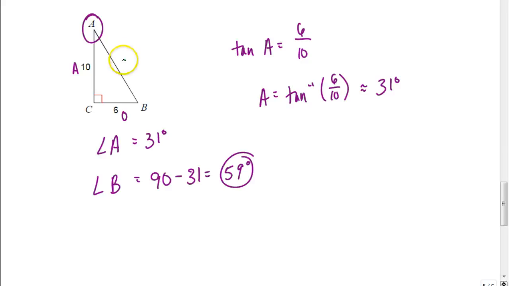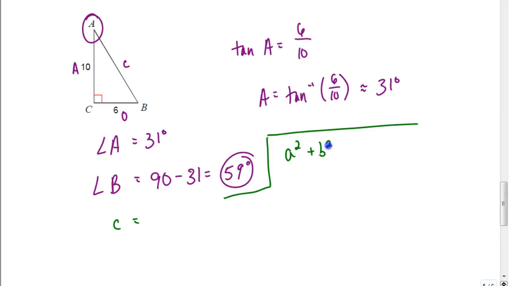Now, I also have to figure out what side C is. So to figure out the length of side C, here's what we're going to do for that. Well, there's a couple ways we could do it. I'm going to show you a way that we could use the Pythagorean theorem. So remember, the Pythagorean theorem is a squared plus b squared equals c squared.